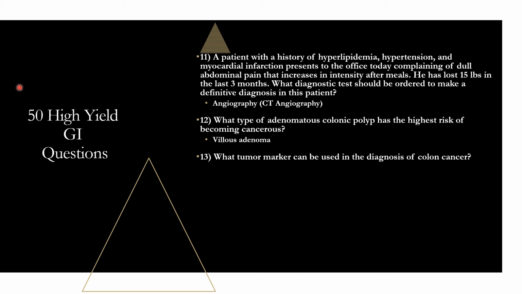So question 13, what tumor marker can be used in the diagnosis of colon cancer? It's going to be your CEA, or your carcinoembryonic antigen. It's most commonly used of the tumor markers for colon cancer, but it's not very specific or sensitive. It can actually be elevated in gastritis, diverticulitis, really any chronic or acute inflammatory state. It's more effective at evaluating prognosis after surgical resection rather than making the initial diagnosis.